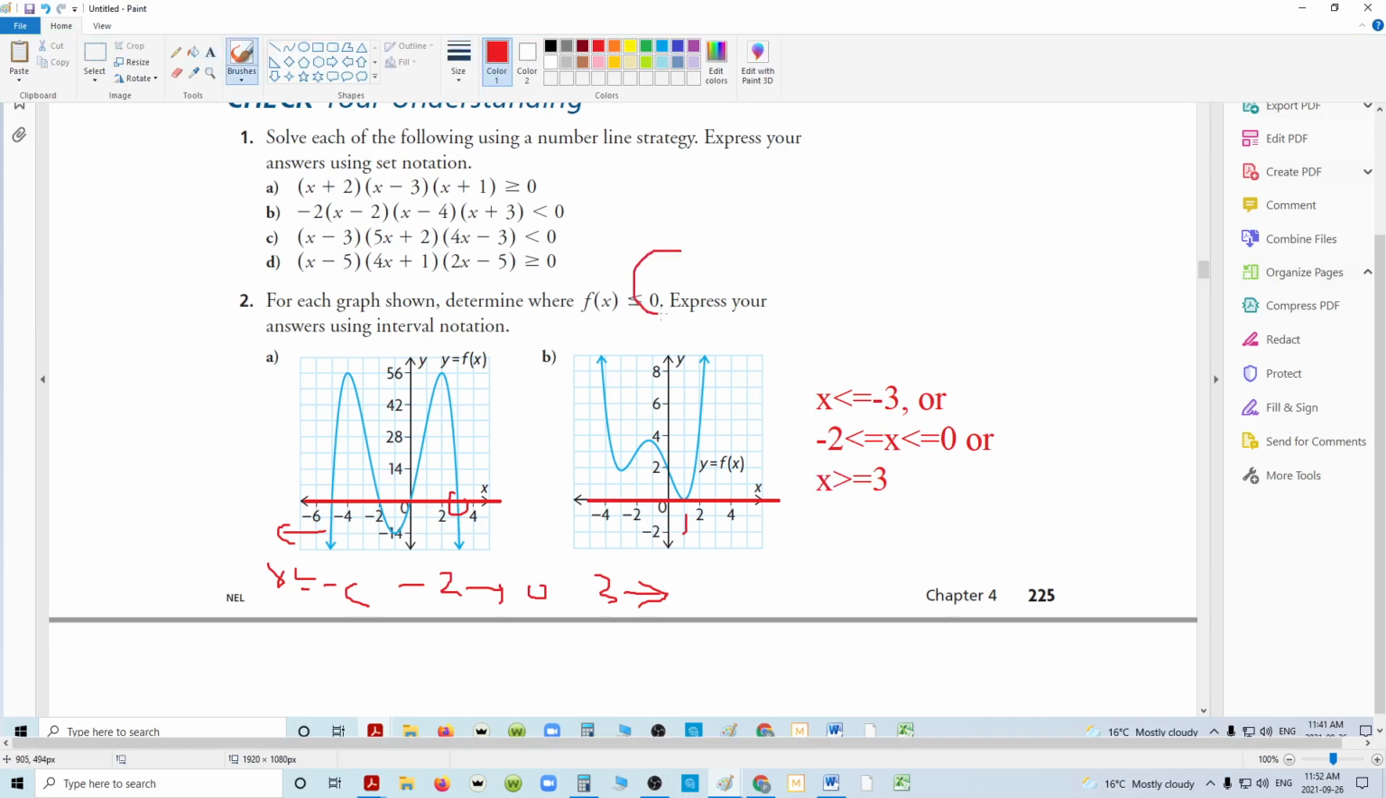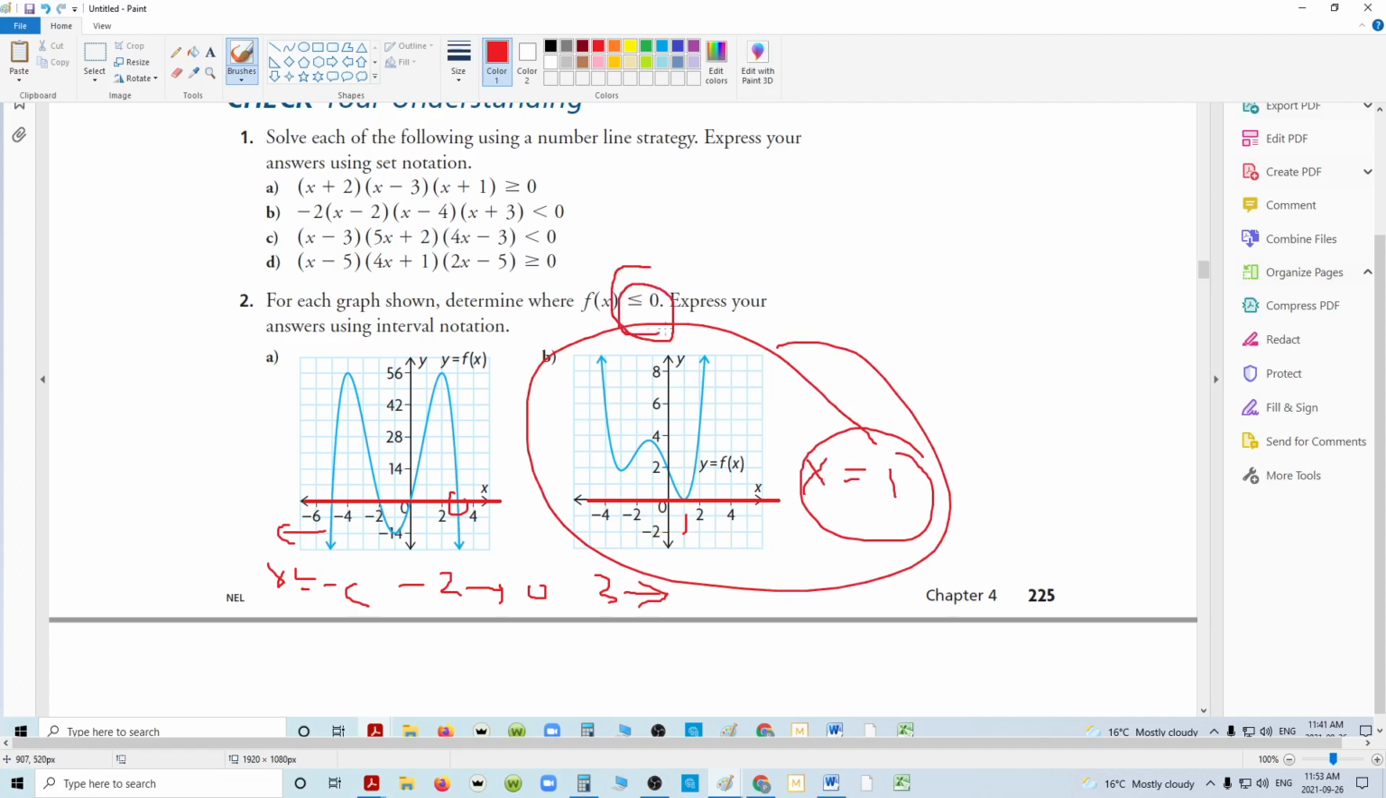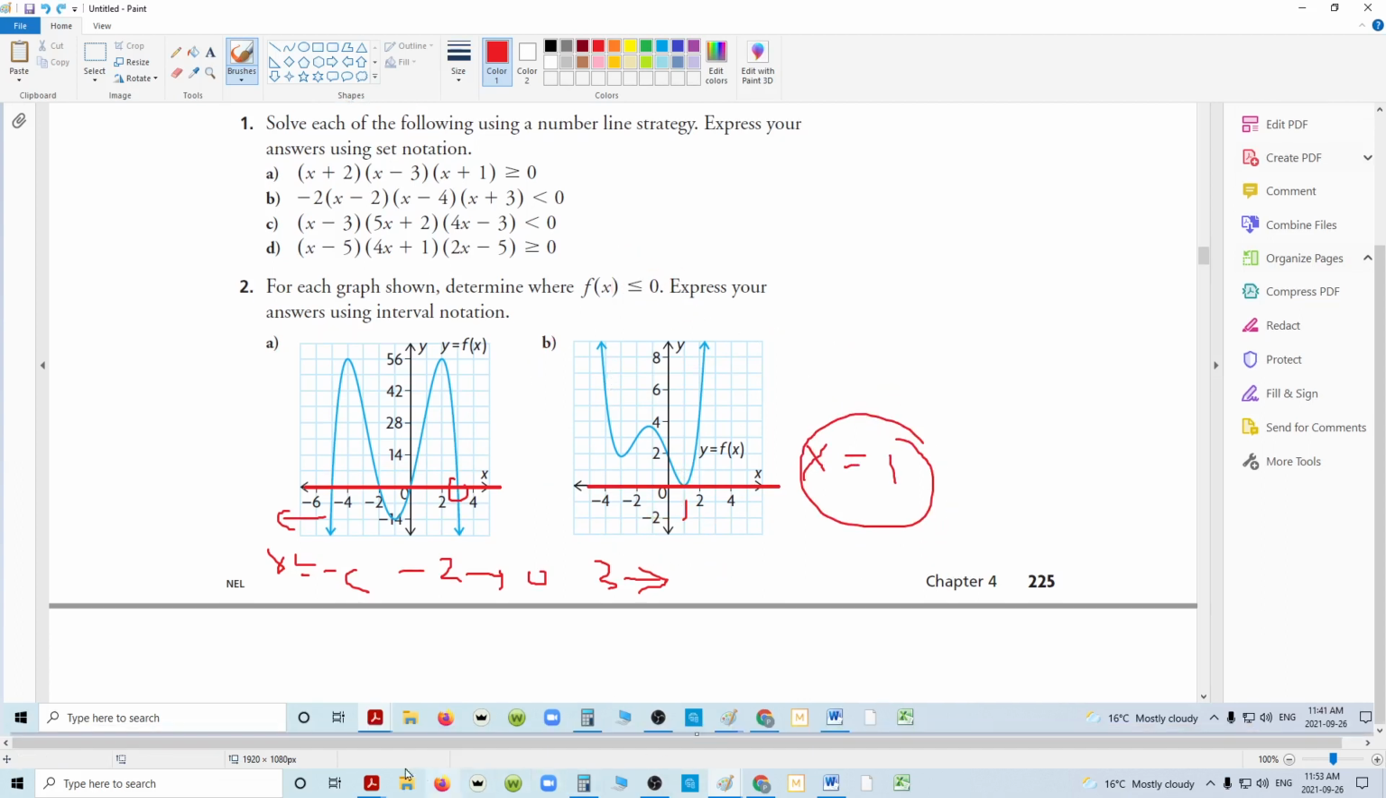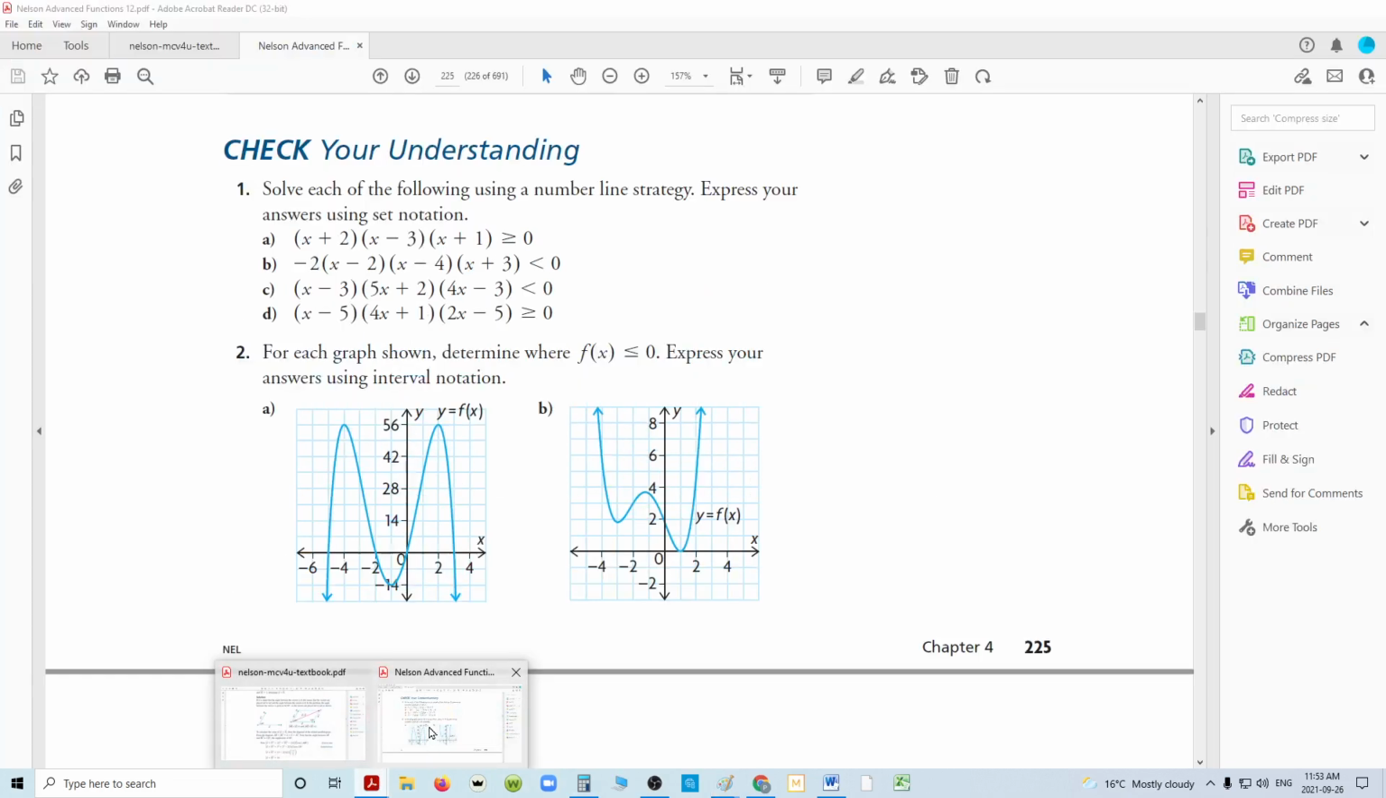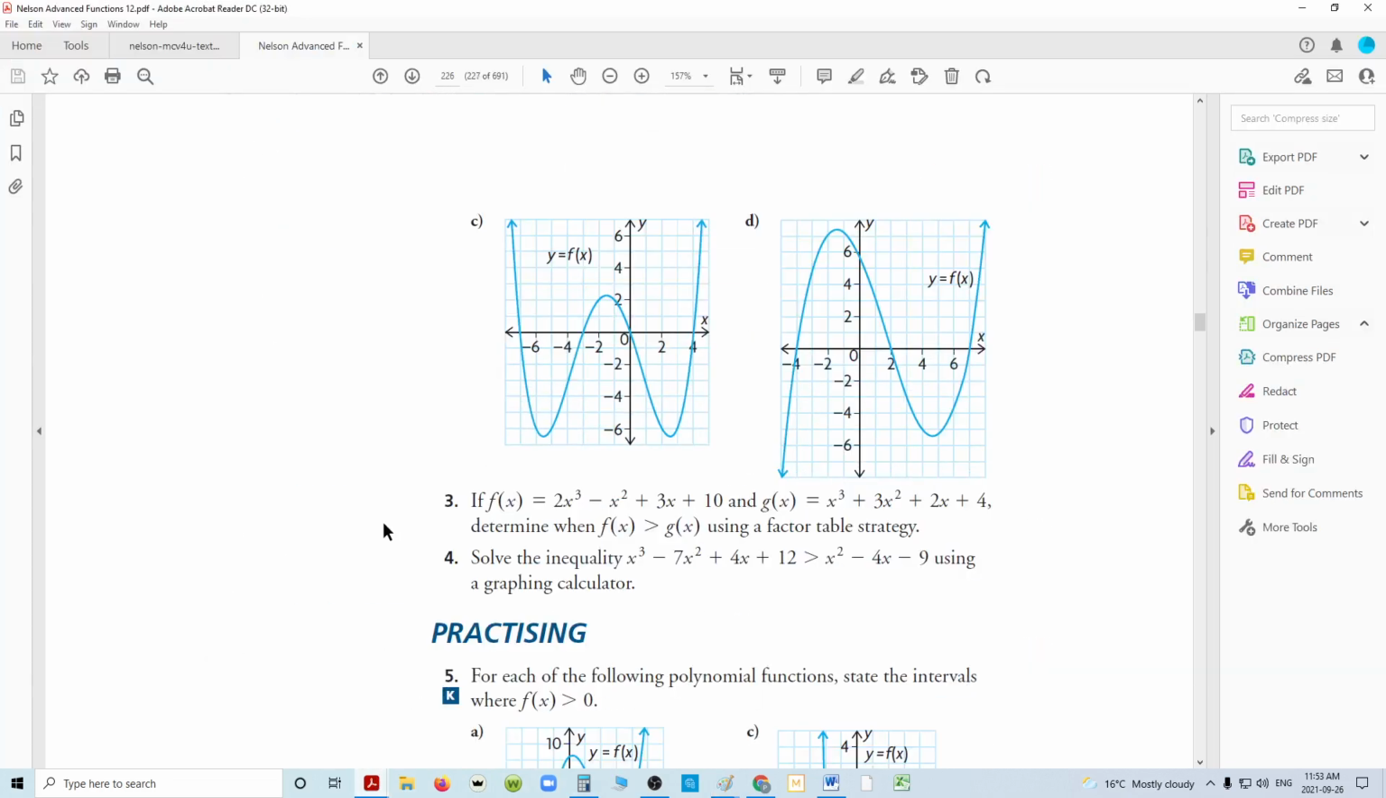And all they're saying is, when are the y values 0 or negative? That's all that means. What about this one? Well, like I said, it only hits 0 once. So that's when x is equal to 1. So that's the only answer for this one, because they've included 0. Pretty simple when you get used to what they're looking for.